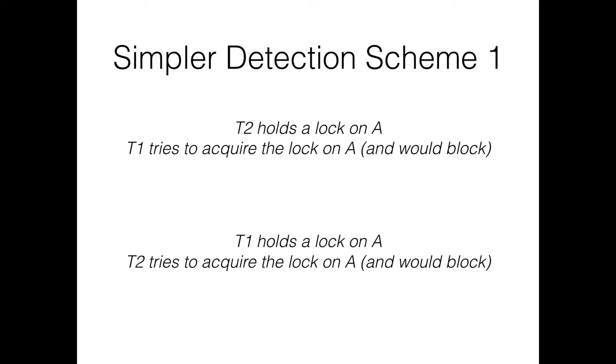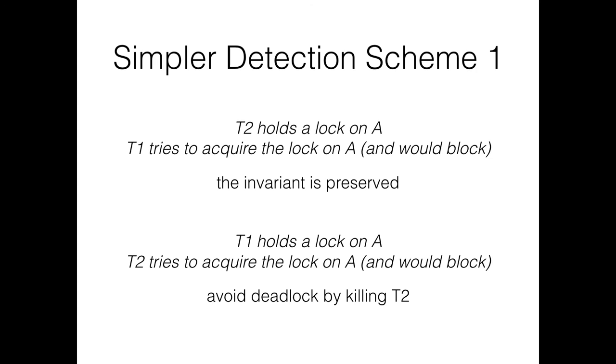So we can enforce this type of invariant in two ways. The first is, if the later transaction holds a lock on A, and the earlier transaction tries to lock on it and would block, well, we're essentially preserving our invariant. Meanwhile, if transaction 1 already holds a lock and transaction 2 tries to acquire the lock, then we've broken the invariant. We have T2 trying to block on T1. We're not guaranteed that there is some sort of deadlock situation here, but by preserving the invariant, we can guarantee that we'll never enter a deadlock situation. So in this case, we'd kill transaction 2.